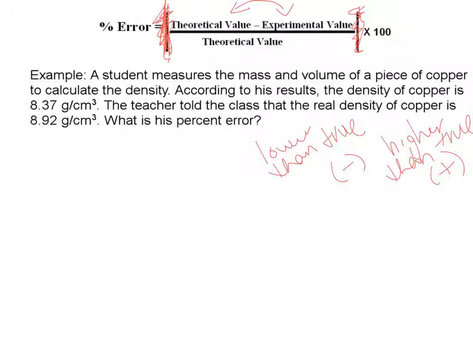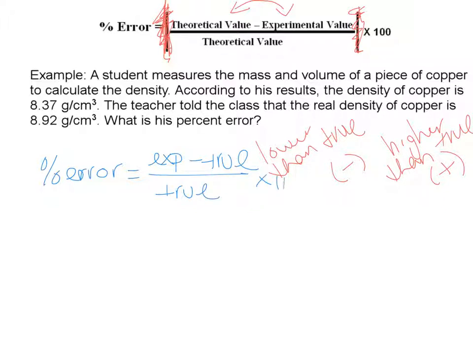It says a student measures the mass and the volume of a piece of copper to calculate the density. According to his results, the density of copper is blah. The teacher told the class that the real density is blah. What is his percent error? All right, so using our new formula, percent error equals, the way that I shorten this is EXP, experimental, minus true, which is the real value, over true, times 100. Okay, so let's just plug that in.